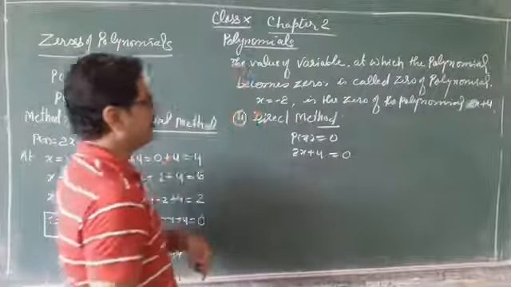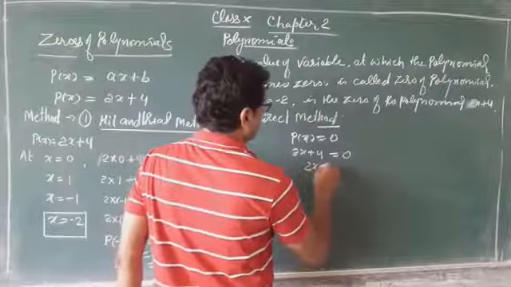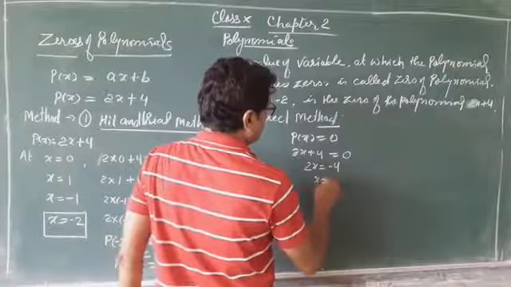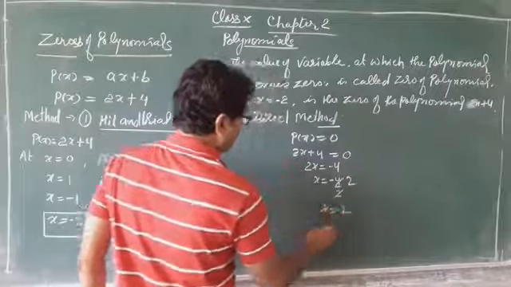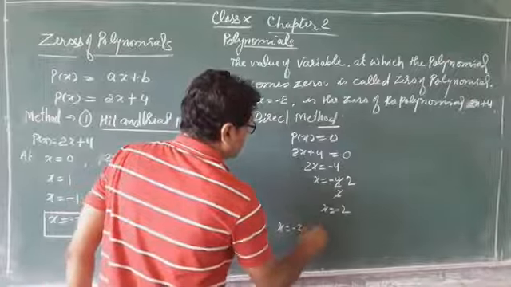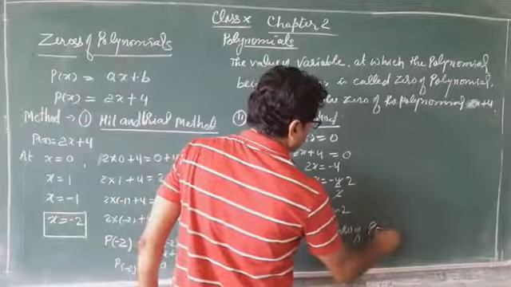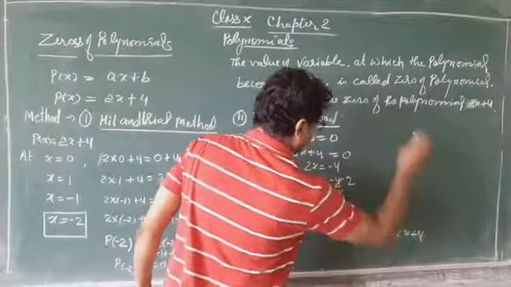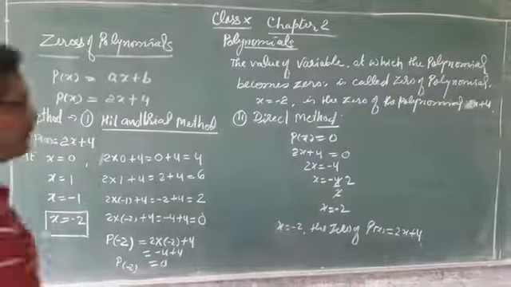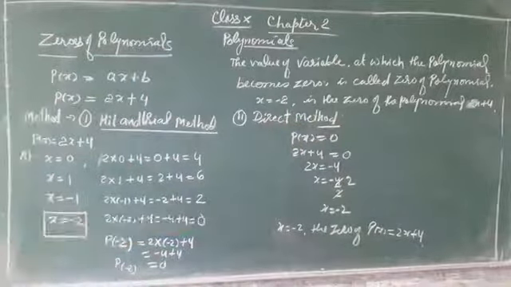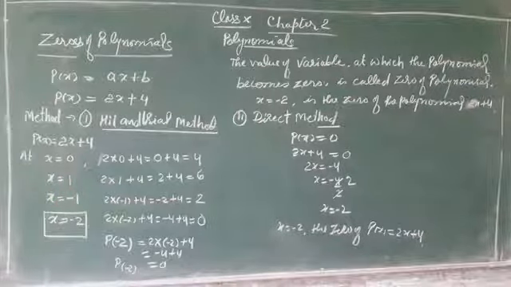It becomes an equation. So 2x plus 4 is equal to 0. So we find 2x is equal to -4. Then x is equal to -4 by 2. It becomes -2. So x is equal to -2 is the zero of the polynomial p of x is equal to 2x plus 4. So this is the direct method to find the zero of polynomials.